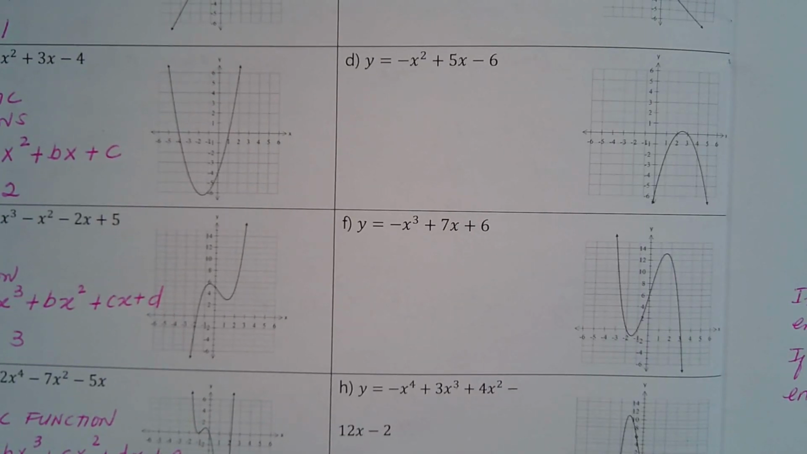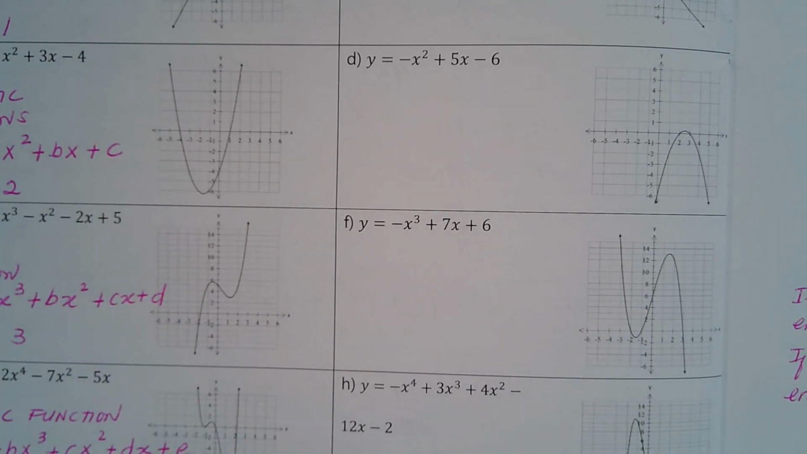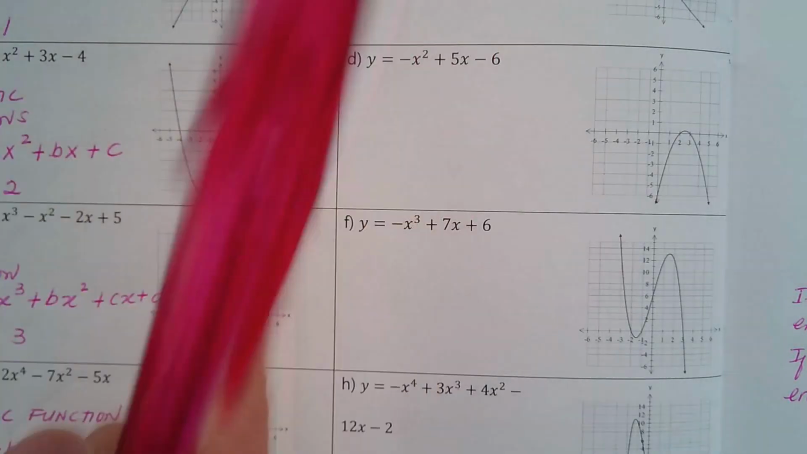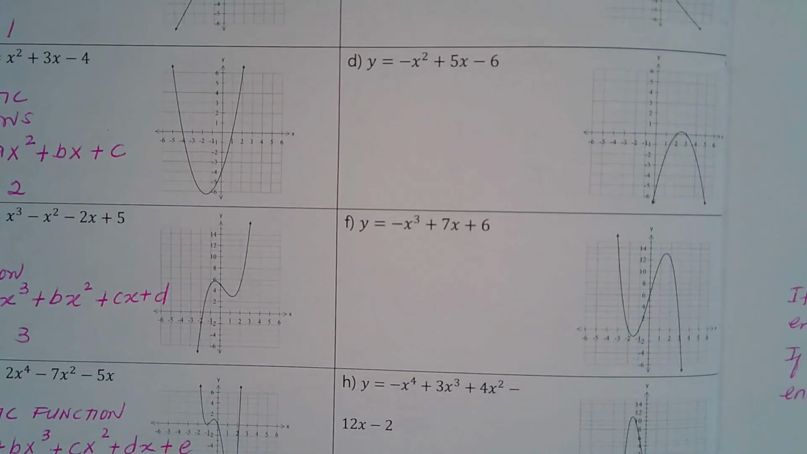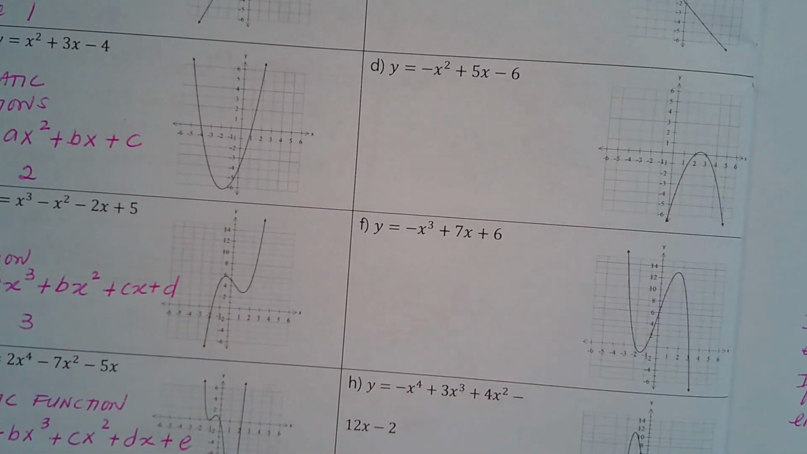Quadrants. What happens to the end behaviors? The two ends go in the same direction, either going up or going down. Okay. So how would you describe that? Because they go the same direction here, they go the same direction there.